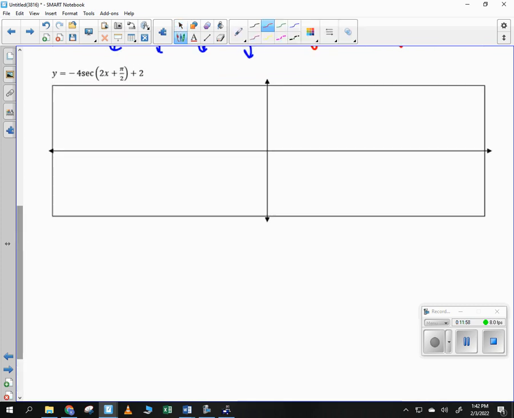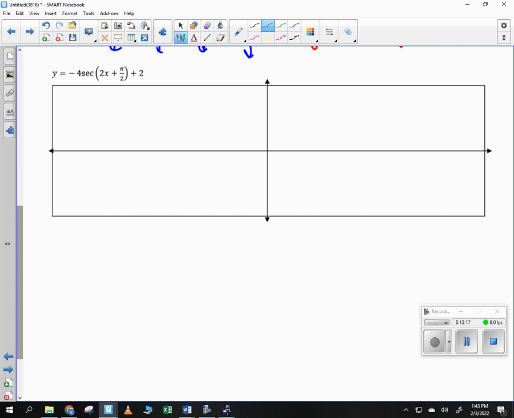Last one. We're not going to use all this space. We're going to put everything together. So we have a horizontal shift. We have a vertical shift. We have amplitude and period. Instead of sine or cosine, we have secant. And so this is kind of the pinnacle of all the problems we've done. We end with this. You'll have the rest of the time to work.